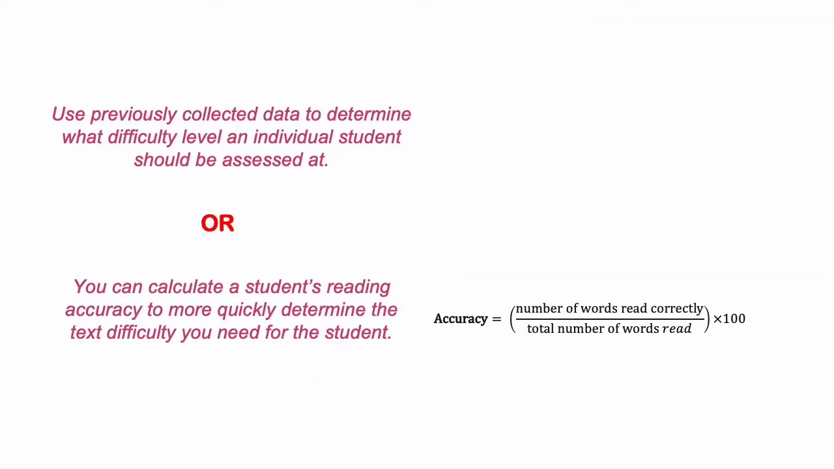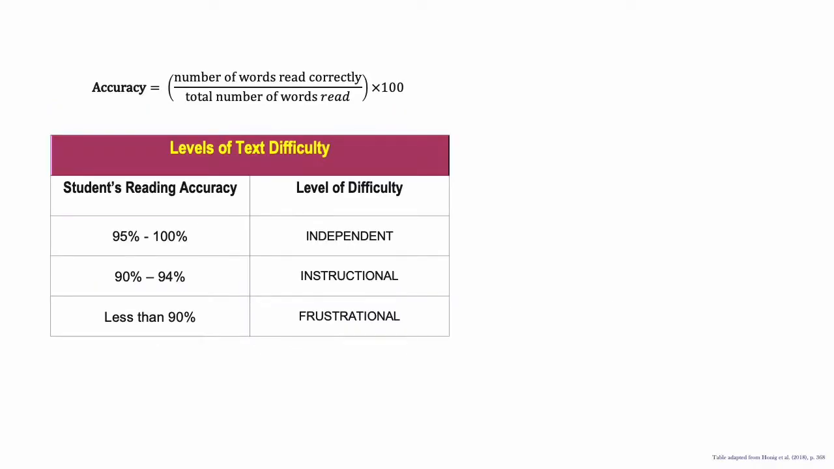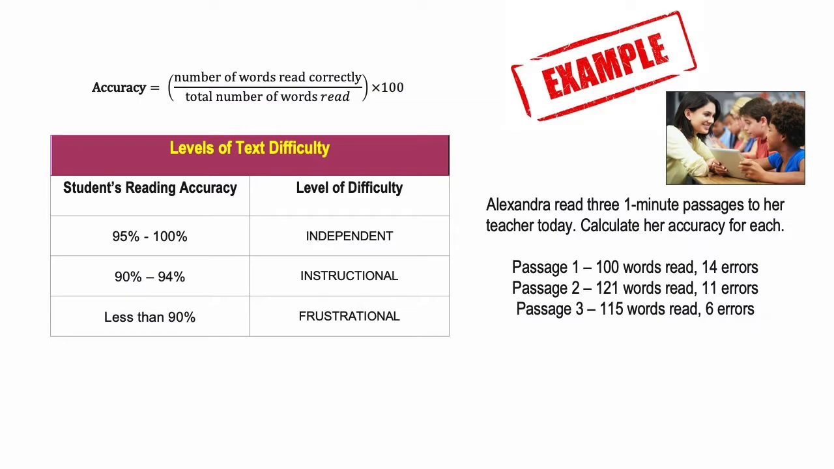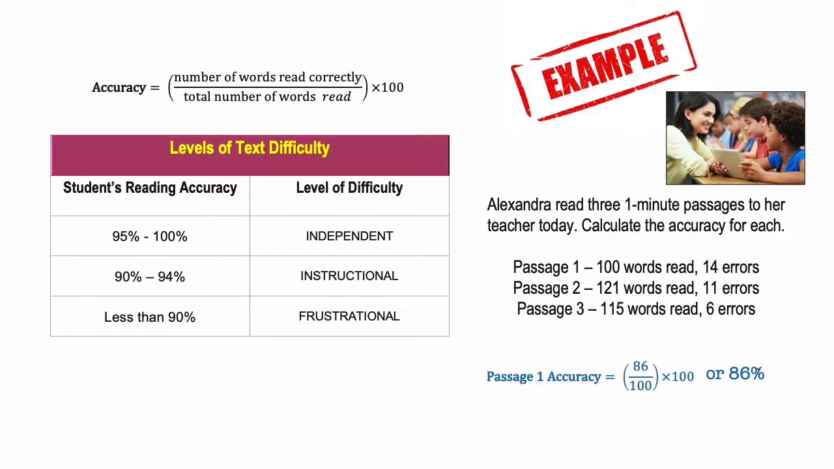Reading accuracy is a simpler and quicker calculation than words correct per minute. You can briefly determine the approximate level of the text difficulty for the student based on a measure of the student's reading accuracy. Let's work through an example. Alexandra read 3 one-minute passages to her teacher today. We'll calculate her reading accuracy for each passage and compare that to these guide levels. Accuracy is just a simple percentage. We divide the number of words read correctly by the total number of words that she read and multiply that by 100 to get a percentage.